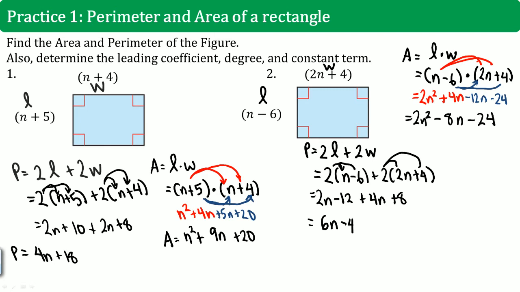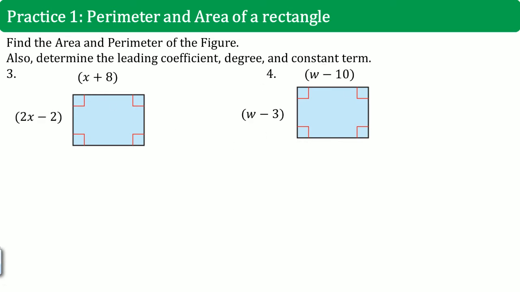Okay? Again, you've seen adding polynomials and multiplying polynomials before. We just have to understand that you add when you find the perimeter, 2L plus 2W, and you multiply the length times width for the area. Let's try 3 and 4. Start by labeling the length and the width.